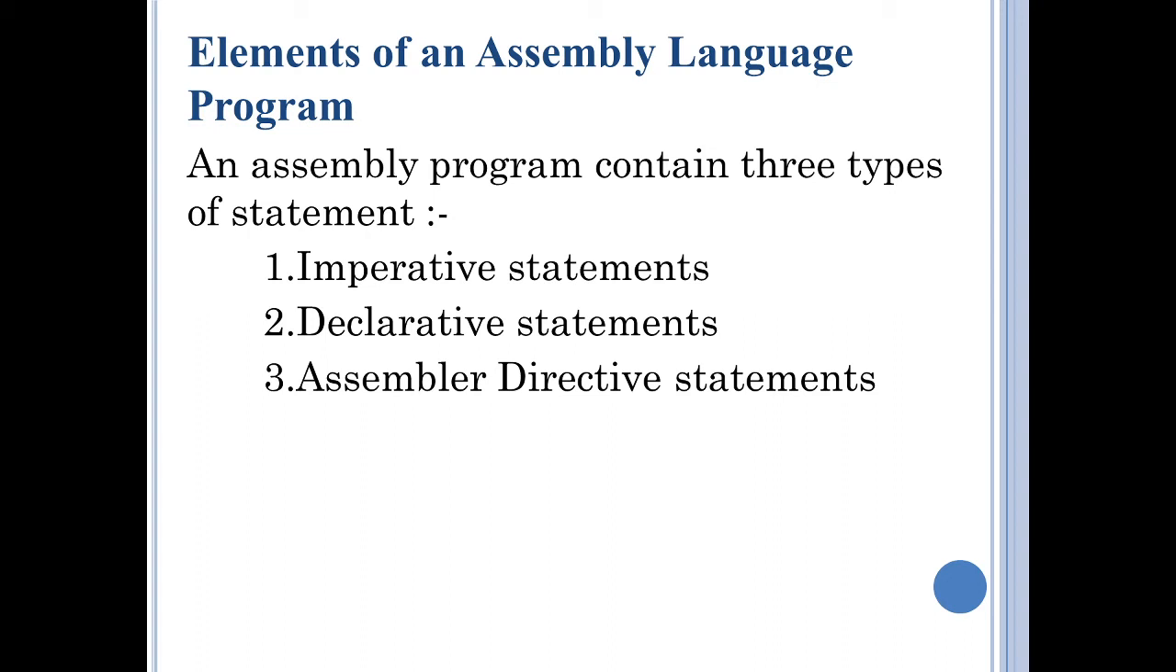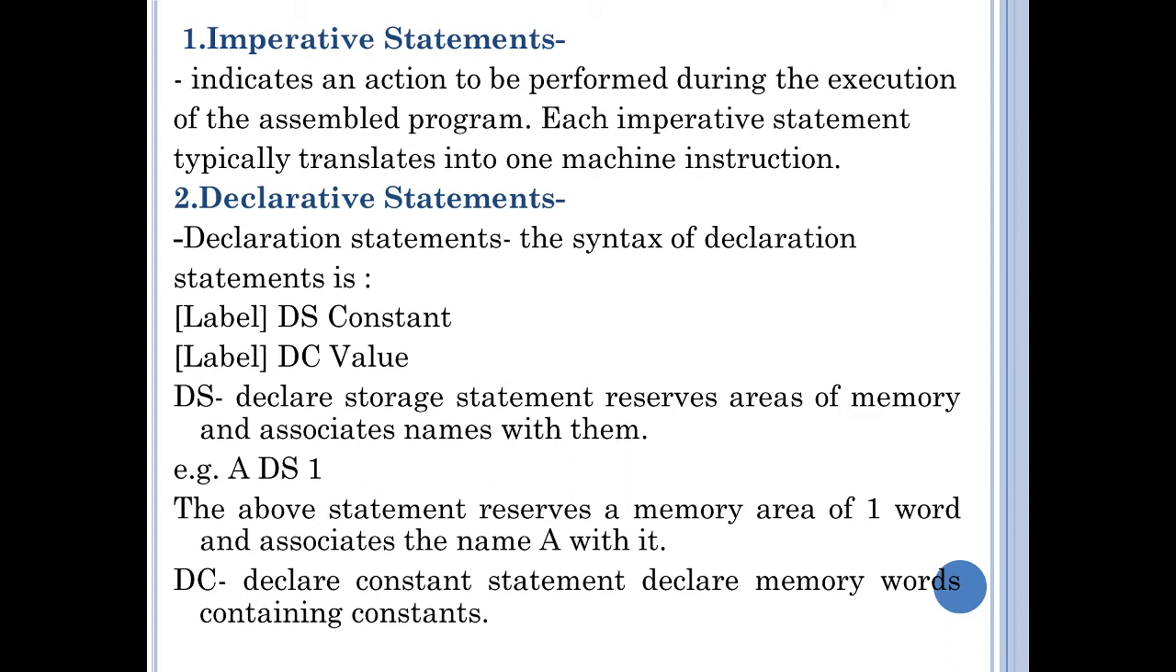Elements of an assembly language program are categorized into three statements. An assembly program contains three types of statement. The first one is imperative statements, second declarative statements, and third assembler directive statements. So, what are imperative statements? Imperative statements indicate an action to be performed during the execution of the assembled program. Each imperative statement typically translates into one machine instruction.